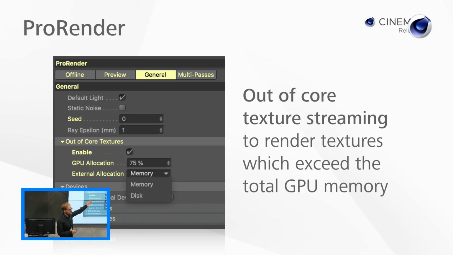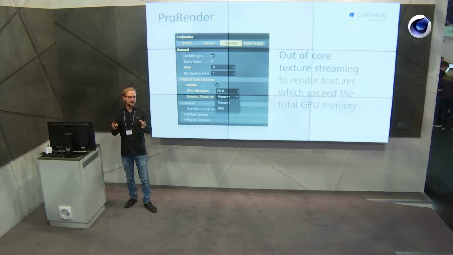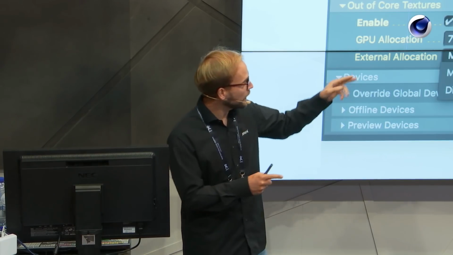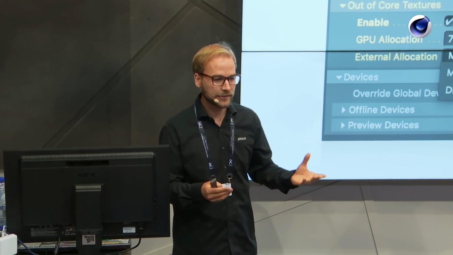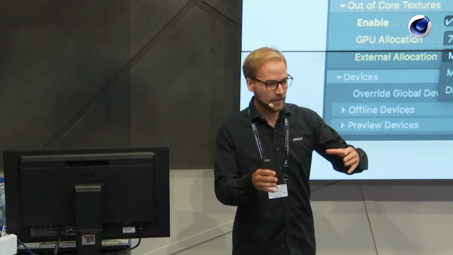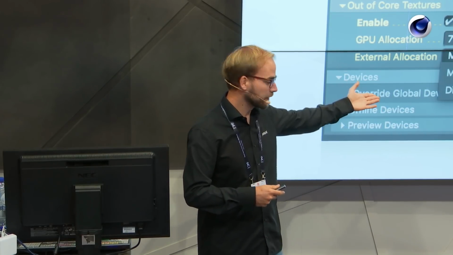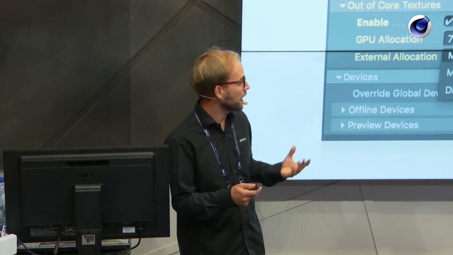So, out-of-core texture streaming is very nice if you want to render a very heavy scene that has a lot of textures in it, because normally everything that has to do with the render needs to fit into the GPU memory. And this includes the scene itself, all of the textures, and the rendering. But with out-of-core texture streaming, you can create bigger textures or use more textures inside of your scene, and those are not directly stored on the GPU, but in the memory or on the disk, and then streamed to the GPU for rendering. And this way you can render much bigger or heavier scenes.